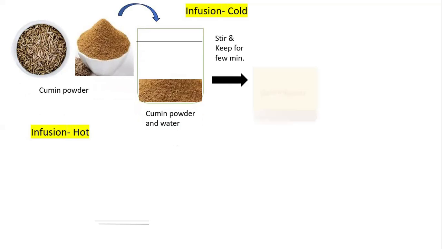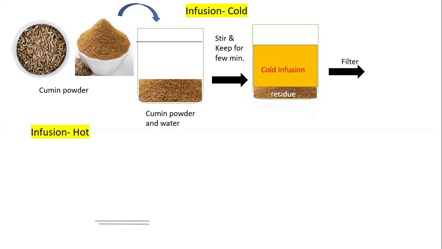After that, you filter your cold infusion. The supernatant is obtained, and the residue settles at the bottom. After filtration, the liquid you get is the cold infusion. This cumin preparation is utilized as a digestive for neonatal children, to whom drugs are not given. In that case, infusions are prepared at home and utilized. The second one is the hot infusion.